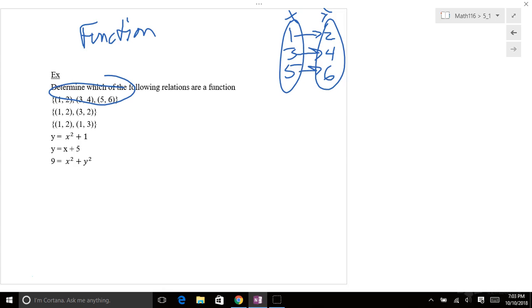So you say, is this a function? Well, for this x, there's one y. For an x of 3, there's only one y. For an x of 5, there's only one y. For every x, there's only one y. So yes, this first one is a function.